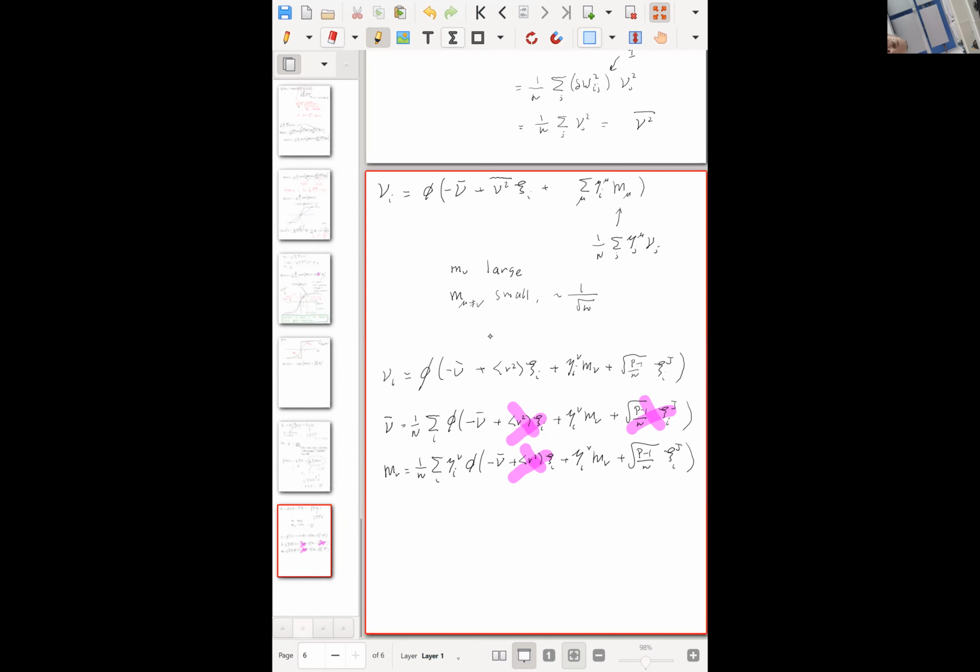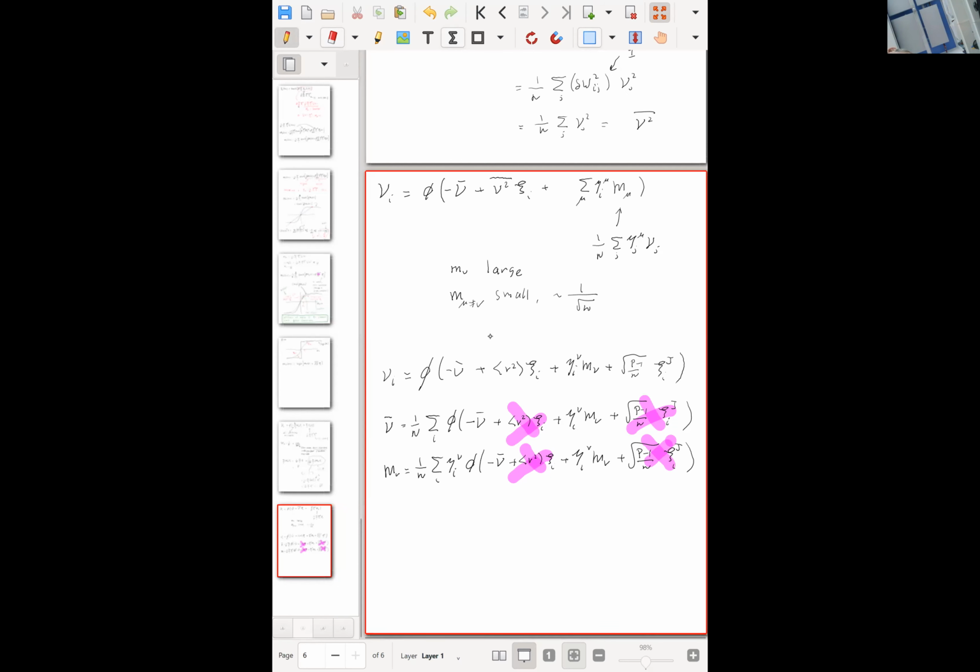Don't seem to be able to erase these purple things, but you get the idea. So actually I'll include them. So all these things go away, and all that happens is that the gain function becomes smeared out. It becomes smoothed by the noise terms.